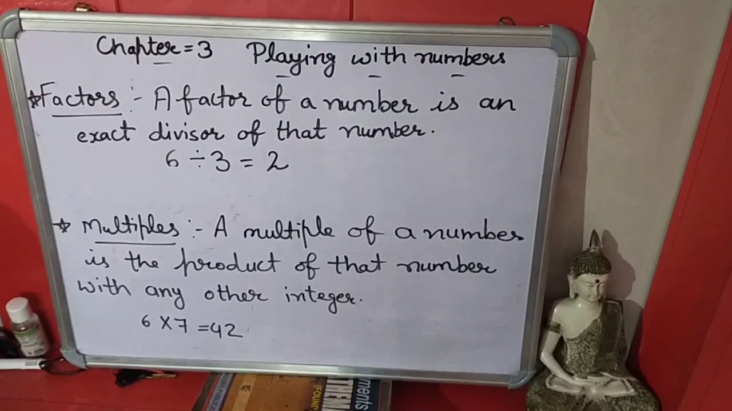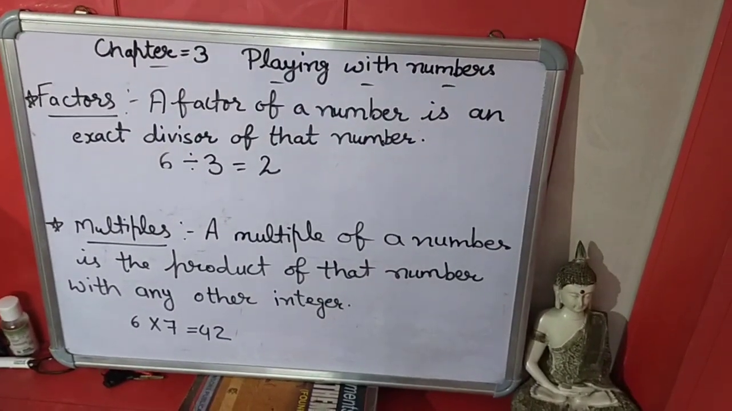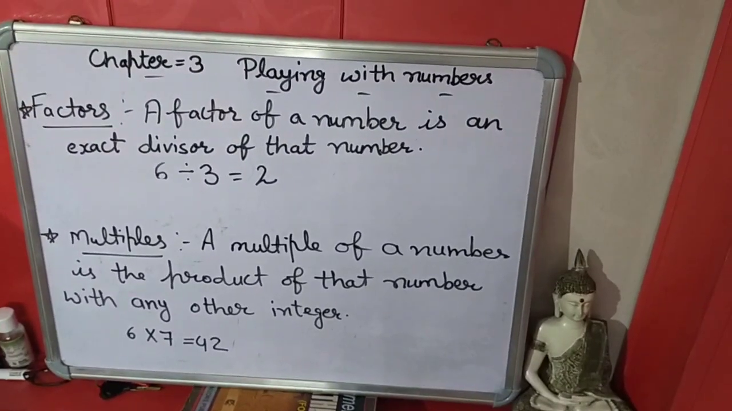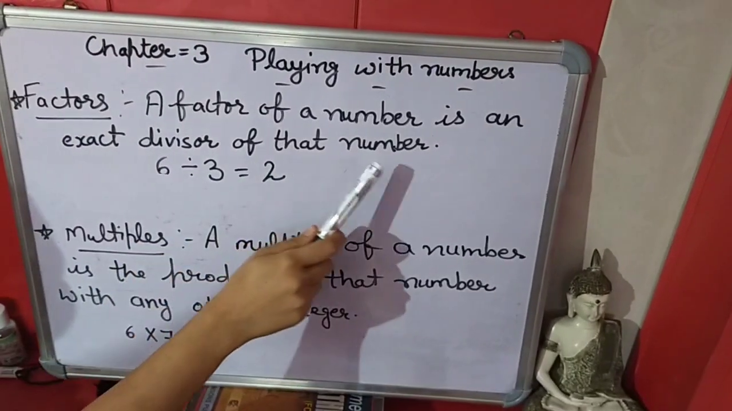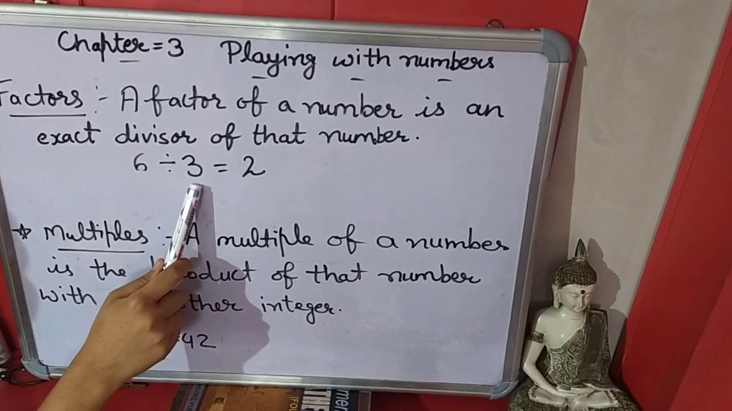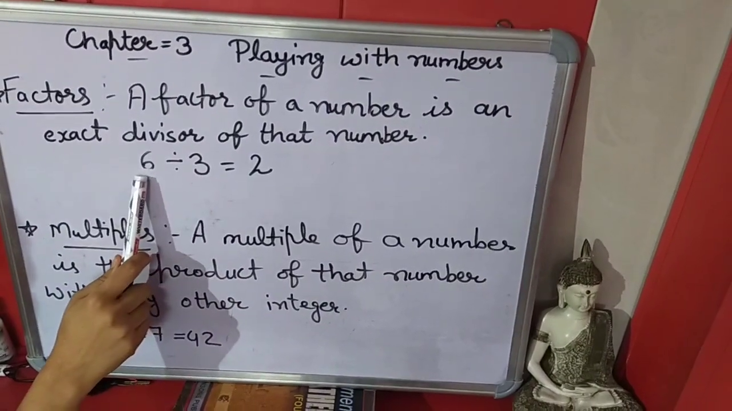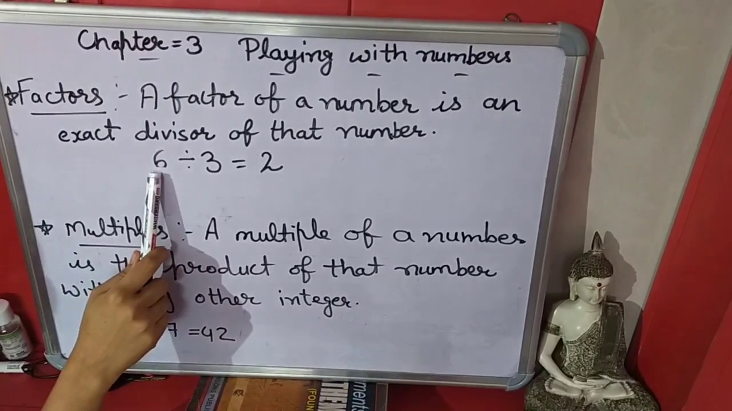Now we will start chapter 3, playing with numbers. First of all, we will talk about factors. A factor of a number is an exact divisor of that number. In this question, 3 is a factor of 6. Why? Because 3 divides 6 completely.